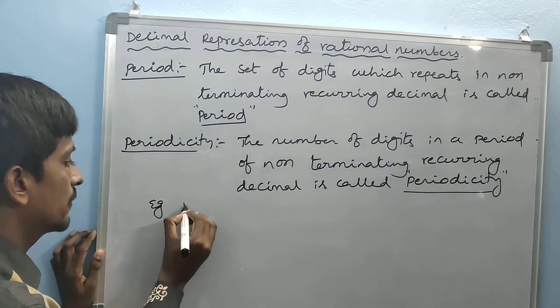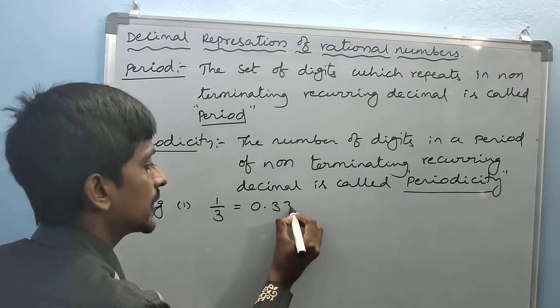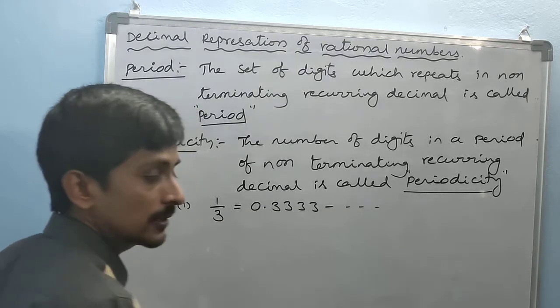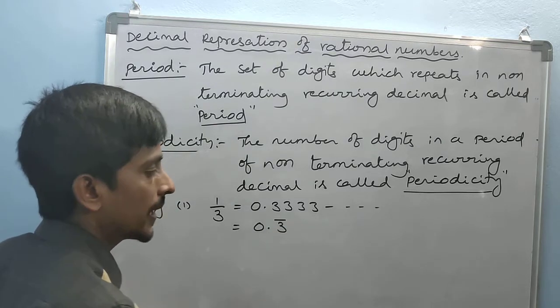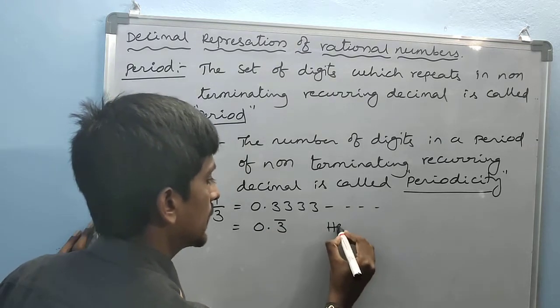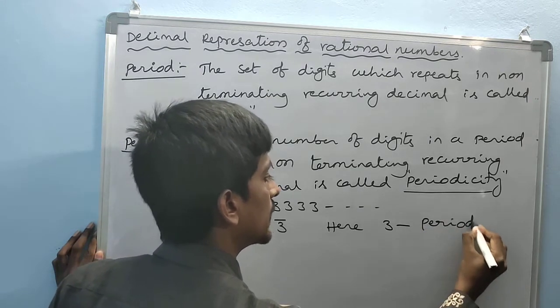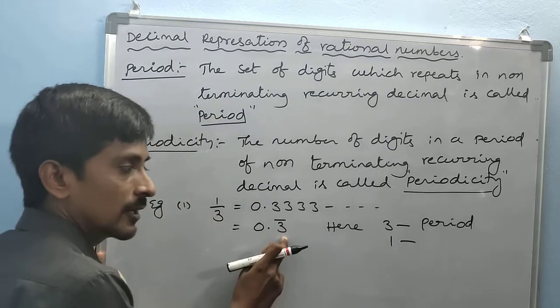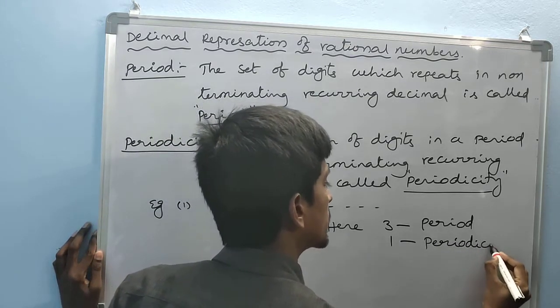Example, first one. 1 by 3 equals 0.33333 and so on. This can be written as 0.3 bar. Here 3 is called the period. And how many digits? Only one digit. One is called periodicity.